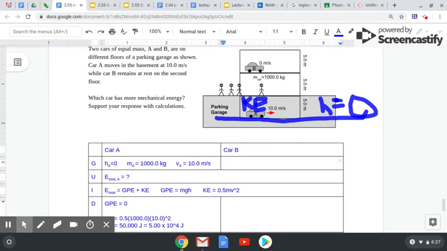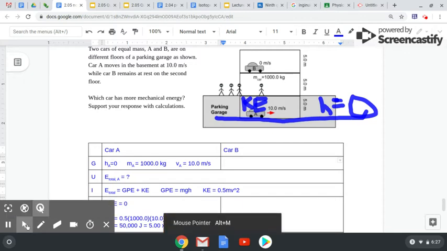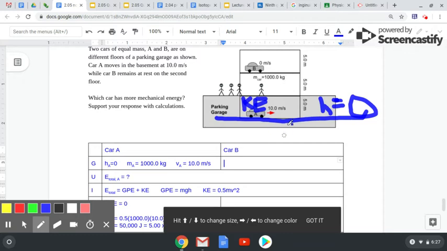Also, I try to make it so that you need to use scientific notation, but obviously I didn't do that this time. All right, so now we're going to go over here to car B. And before we do anything with car B, we always write things down on the diagram.